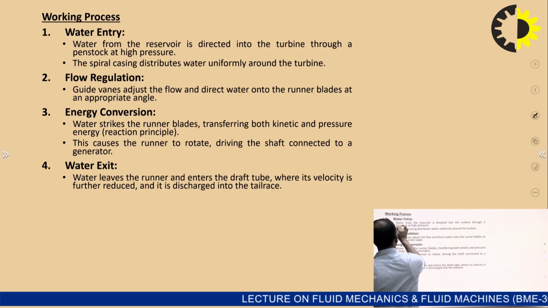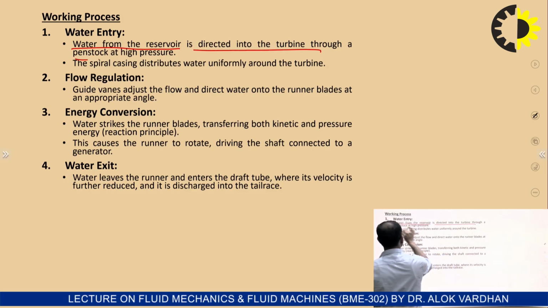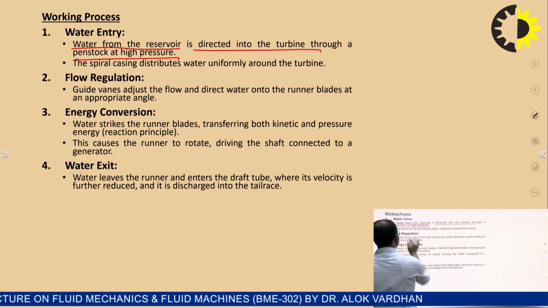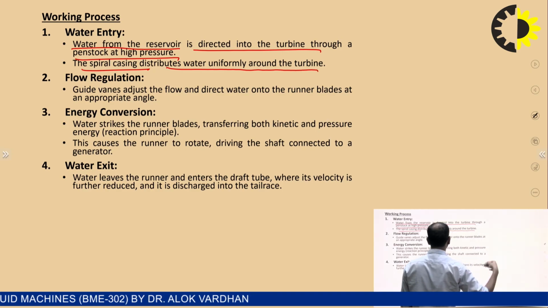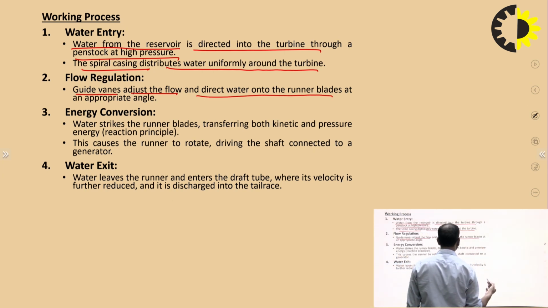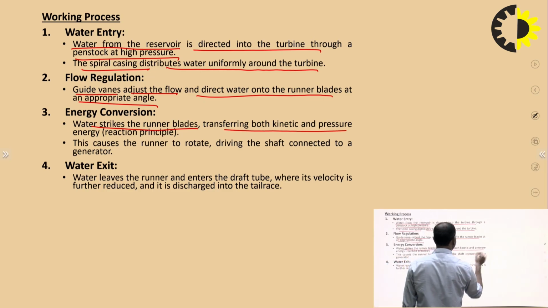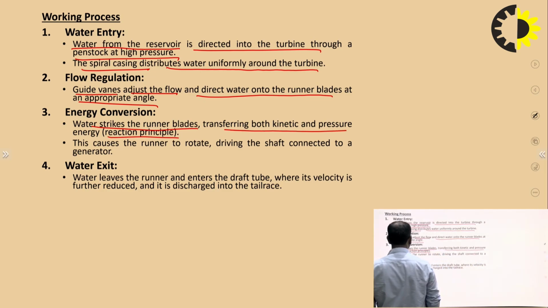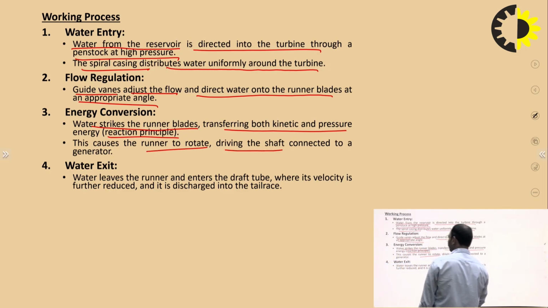So first of all, water from the reservoir is directed into the turbine through a penstock at high pressure. The spiral or volute casing distributes this water uniformly around the turbine. Then guide vanes adjust the flow and direct water onto the runner blades at an appropriate angle. Then water strikes the runner blades, transferring both kinetic and pressure energy. This causes the runner to rotate, driving the shaft connected to a generator.